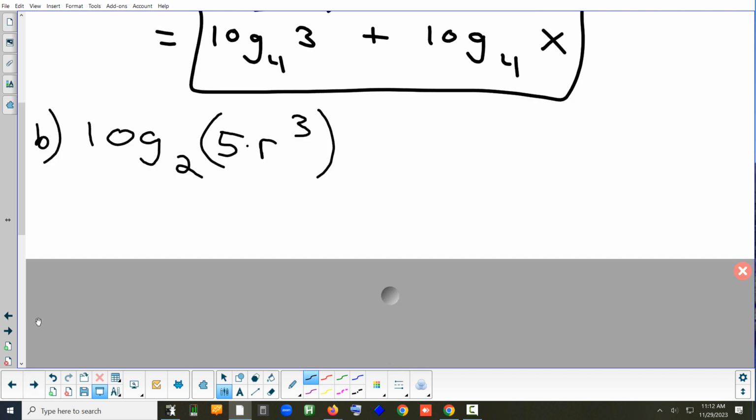All right, let's try this one. Log base 2 of 5r cubed. So again, what are we doing inside the parentheses? Multiply or divide? We are multiplying. Essentially, it's this times that, so we're multiplying two things together. That's going to split into two logs.